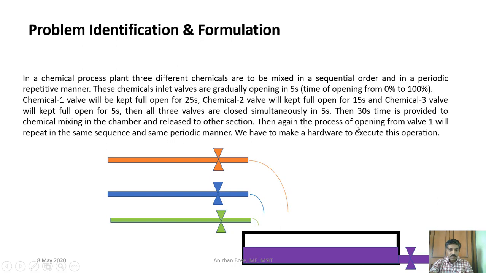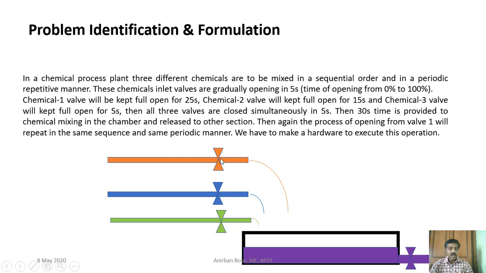Then again the process of opening from valve 1 will repeat in the same sequence. Maybe a certain time is given for it to discharge out, and then again the chemicals will come, and this process will continue in a process plant. And we have to make a hardware to execute this operation. So initially we are not taking the most general closed loop control problem where we have to take feedback of the temperature, maybe the pH and all that, and accordingly change the valve. But let us consider we want to maintain this timing.